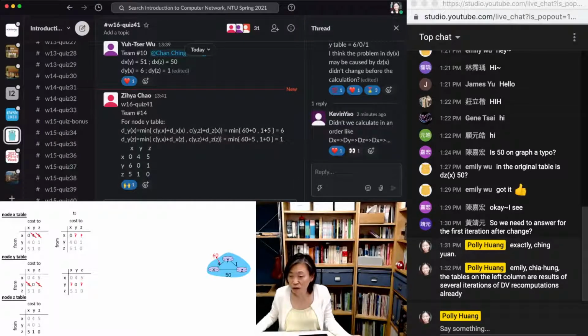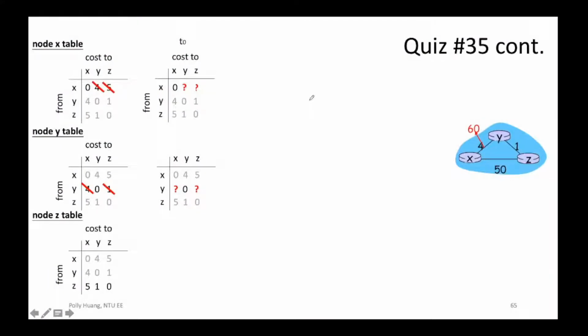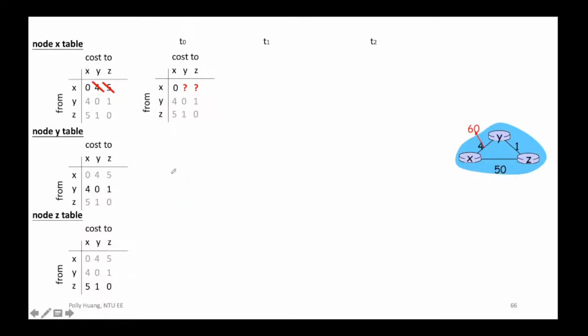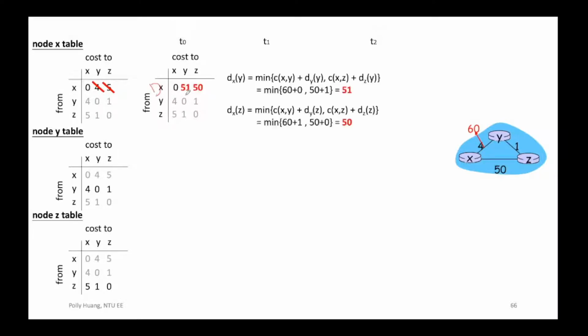Alright, so let's walk through. I have prepared the video and let's walk through how poly derives dx and dy. The video is only quiz like 35, the scenario is a bit tricky. Let's try to be patient and walk through the derivation of dx for node x and dy for node y. Let's start from dx. Let me just show the final result real quick. The xy here, the first value should be 51. The xz, the second value here, should be 50.